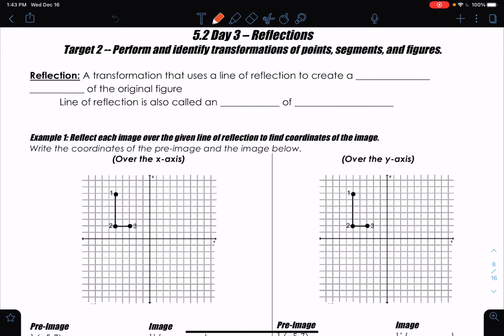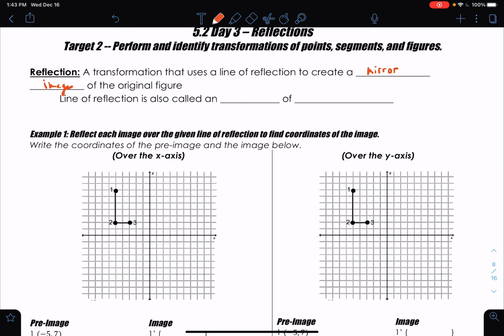Hello, everybody. So the third transformation that we'll be looking at is called a reflection. Think about how you see your reflection when you look into a mirror. A reflection is a transformation that uses a line of reflection to create a mirror image of the original figure. Okay? The line of reflection we can also call an axis of symmetry.